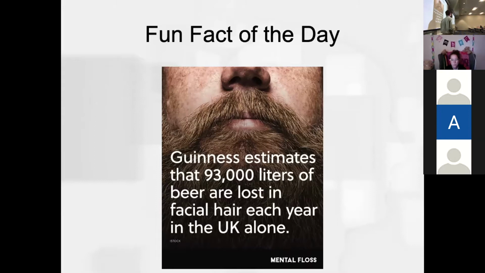Here's your fun fact of the day. Guinness estimates that 93,000 liters of beer are lost in facial hair each year alone. This is just making me feel better about the fact that I can't grow a beard.